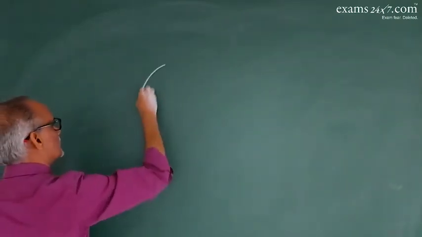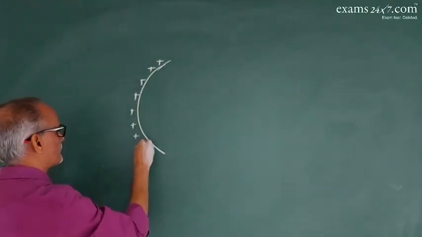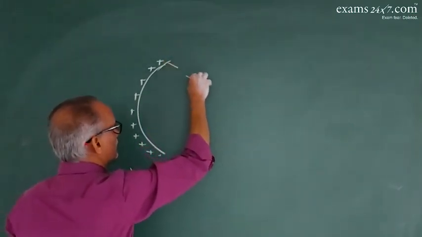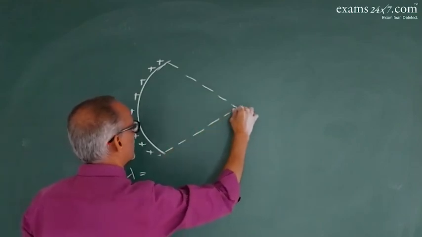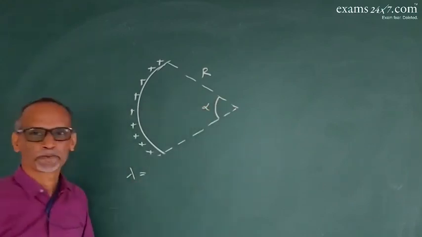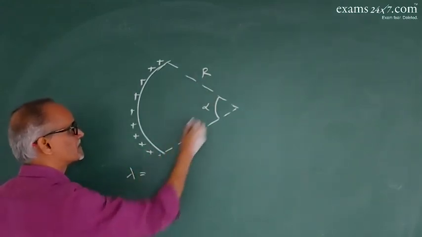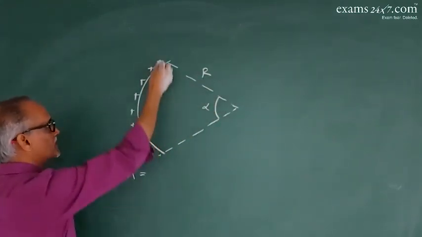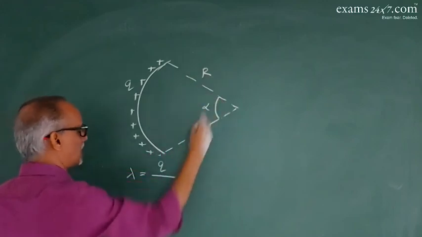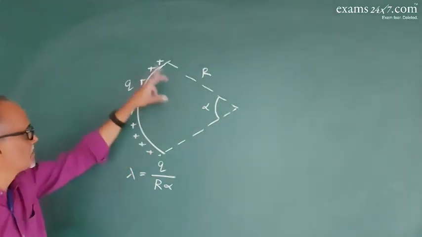So if I consider an arc which is charged uniformly, having linear density lambda, and the arc having radius r subtends an angle alpha, then lambda is equal to charge per unit length. So the total charge Q divided by the arc length, which is nothing but r into alpha. So this is the linear density of an arc.